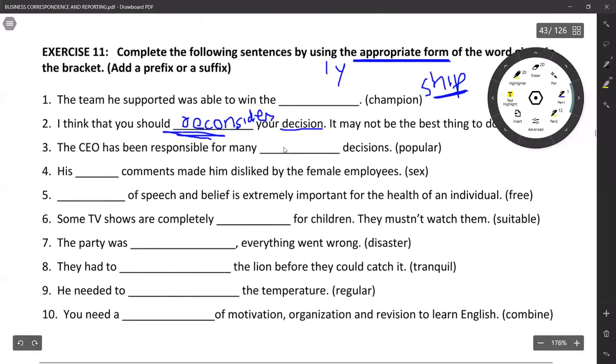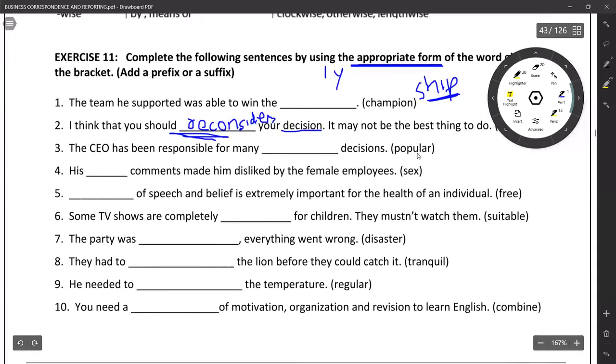The CEO has been responsible for many dash decisions, popular decisions. Good. If I have to change, he is responsible for many unpopular decisions. He should be held accountable for many wrong decisions. Unpopular decisions means decisions which did not go down well with either the board or with the employees. It was not appealing to everyone, so that's why he should be responsible. If it was good decisions, they wouldn't want to hold him responsible for it. Correct. Unpopular. So un means not.